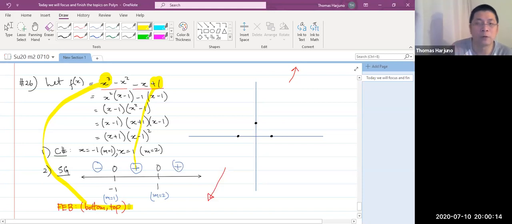Okay. Now from the sign graph, I see that to the left of -1, it is below the x-axis. Between -1 and 1, it is above the x-axis. Okay. And between 1 and infinity, it's still above the x-axis.